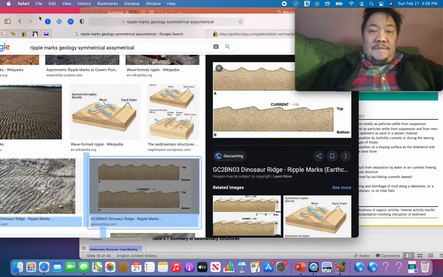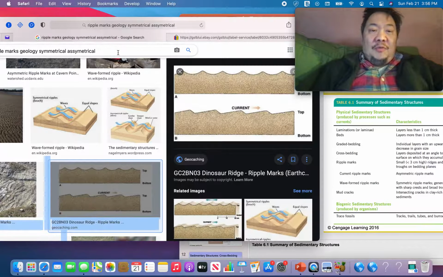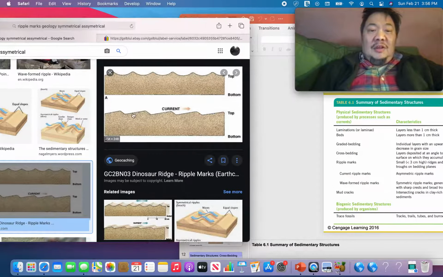And the way you can tell is, when you look at the ripple marks that form in a river, they look like this. They have a gentle side and then a steep side, a gentle sloping side and a steep side. And the steep side points to the direction that is downstream for the creek or stream you're looking at.